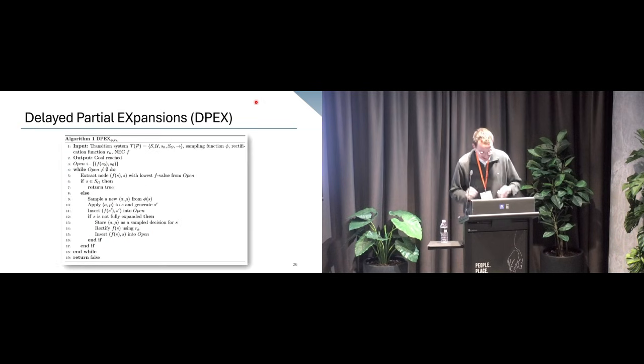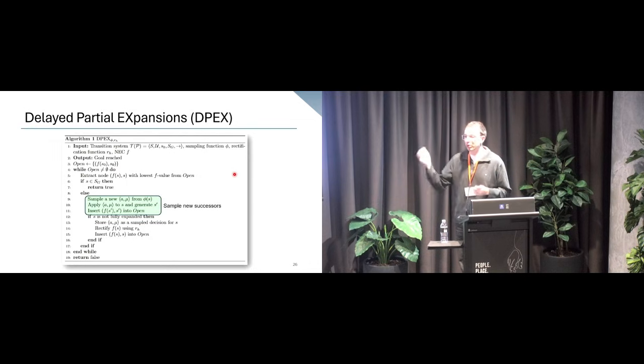And yeah, it's a regular forward search algorithm that samples new successors for the selected node instead of generating all of the successors, and then stores the sampled successors and the parent with the value rectified. Okay?